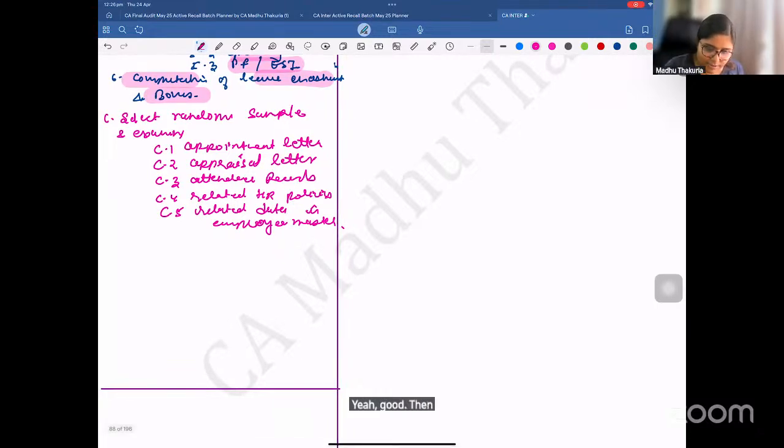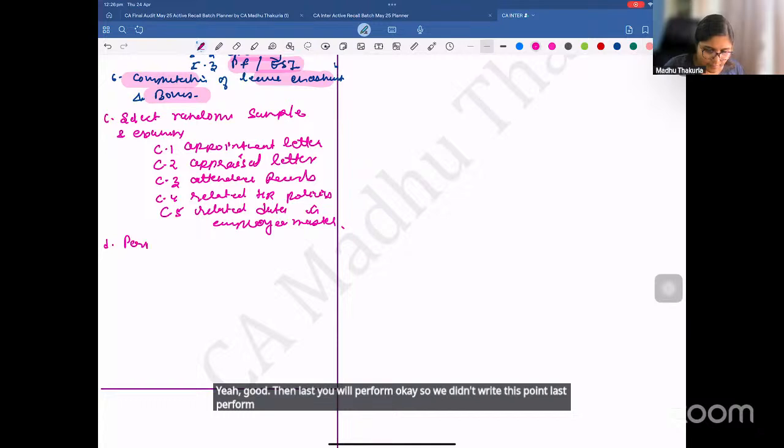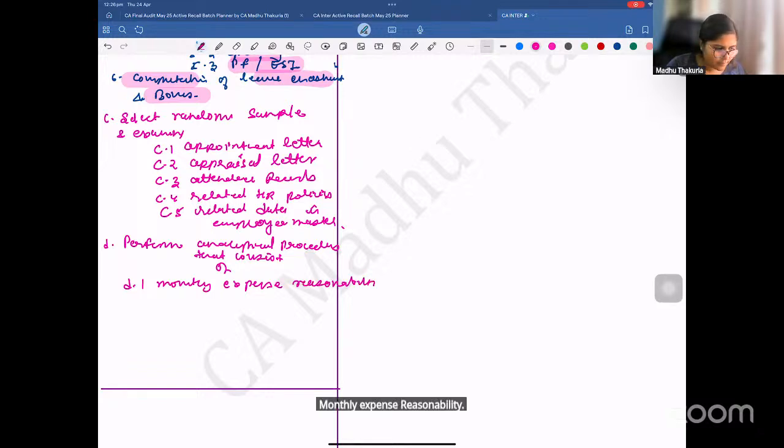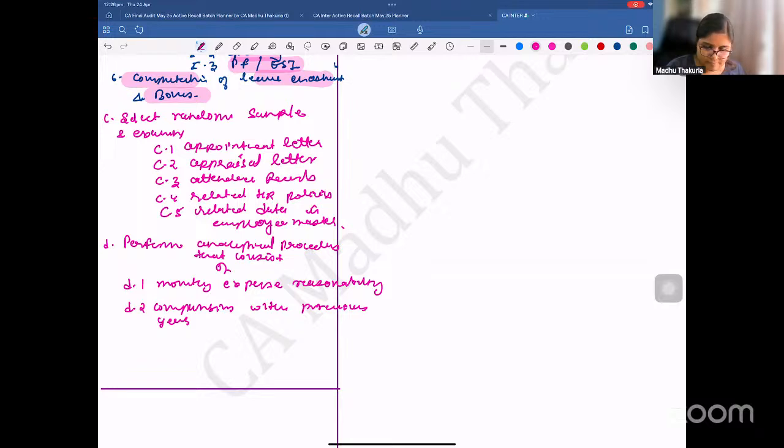Then last, you will perform analytical procedures that consist of monthly expense reasonability, comparison with previous year, compare with industry trend.